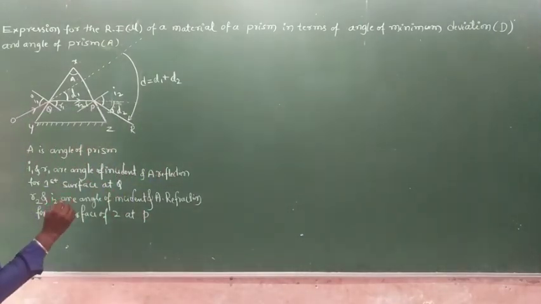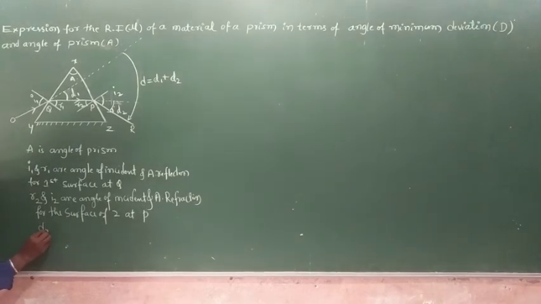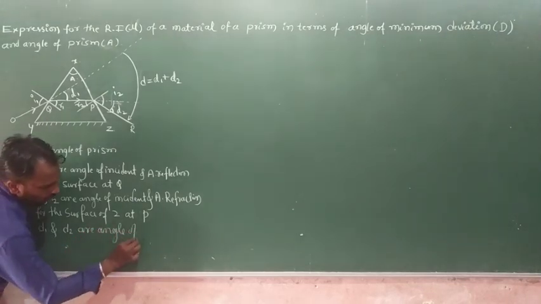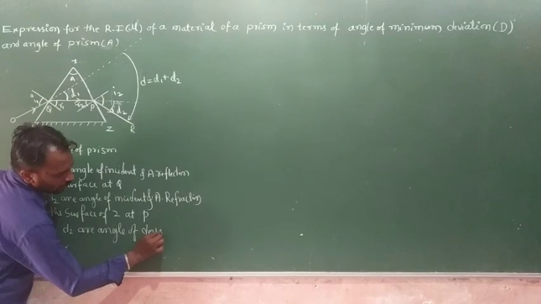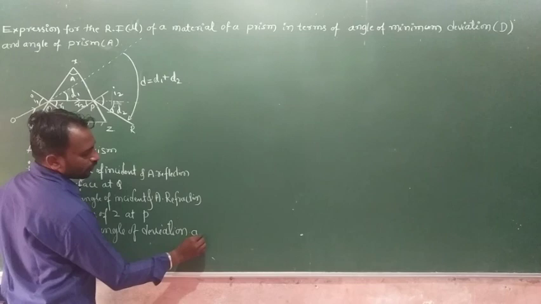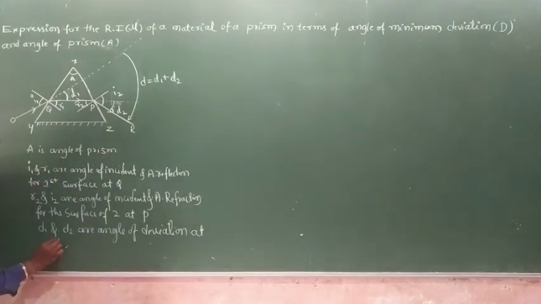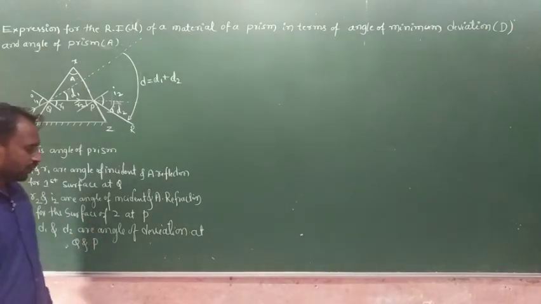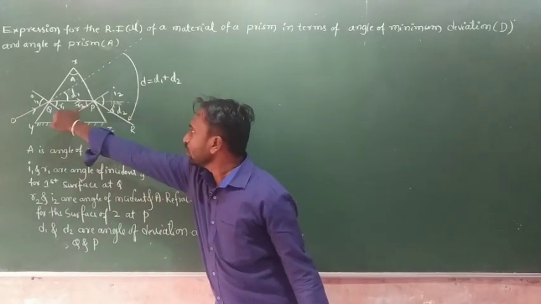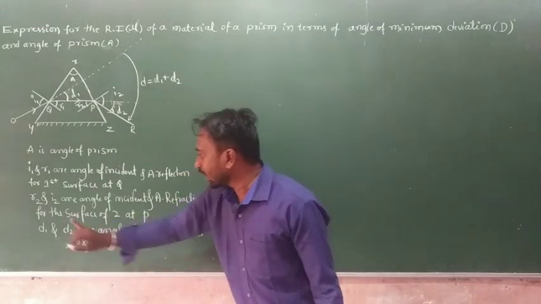Okay, so here D1 and D2 are the angles of deviation at Q and P. Angle of deviation at P and Q. Okay, D1 and D2.